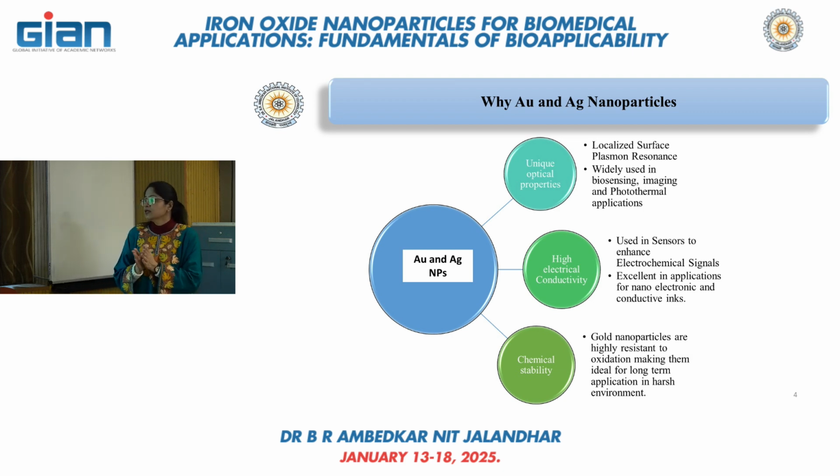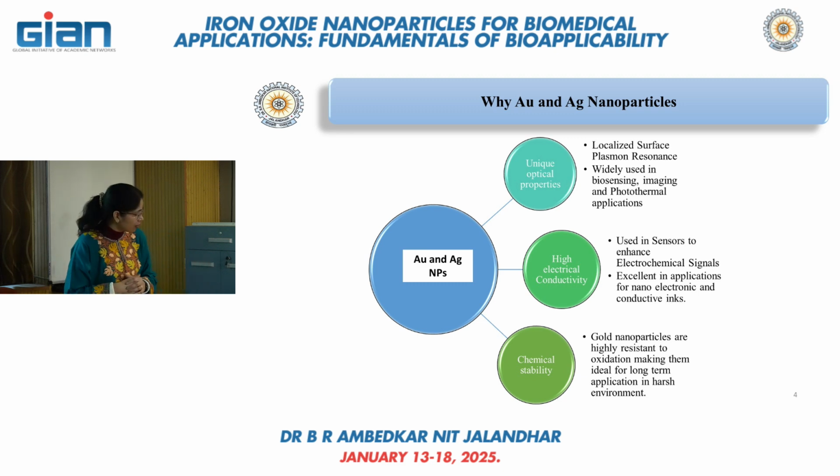Apart from this, if I am talking about the bulk material, bulk means the size of the material is more than 100 nanometers. Silver and gold are highly conductive, and the bulk material is also highly conducting. When the size changes to the nano range, obviously the conductivity will also be enhanced. So these gold and silver nanoparticles have numerous applications in the electrochemical field and nano devices.